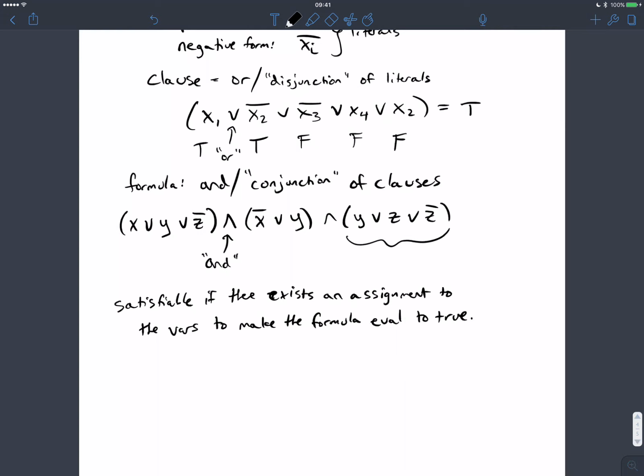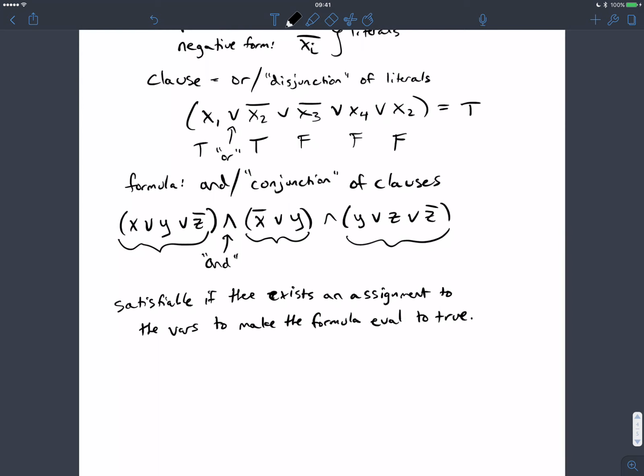Then this clause is true because it's always true, depending on whatever value of z I pick. What about this clause? That's true. That's true because z bar is true. So that's satisfied. Is this one satisfied yet? No. So how could I satisfy it? A true y or a false x. Yeah, either one.